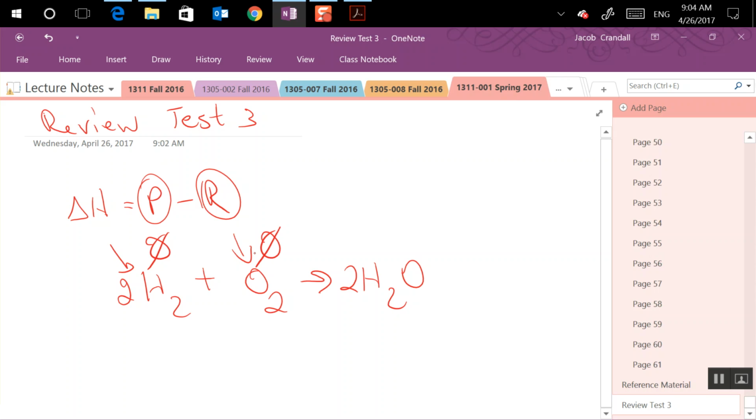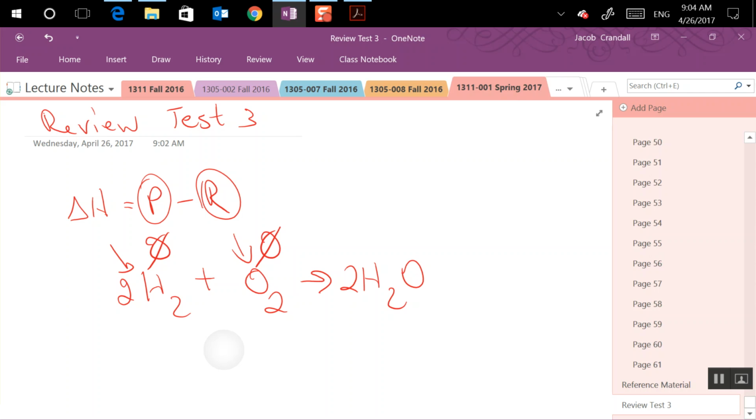The delta H of formation of water would need to be given to us, right? We'd have to look that up. It'd either be given to us in the question, or we would find it on a reference material. It'll be in the question because I don't put that reference material for you.